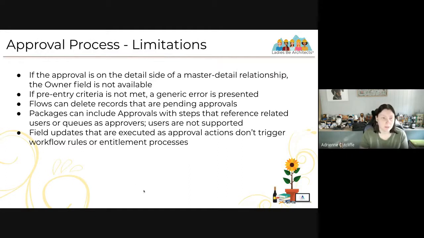And then last but not least, field updates that are executed as part of an approval process action don't actually trigger any of your workflow rules or assignment rules. So if I had an approval step that says, once my record is approved, I want to update the field to approved, I then can't use a workflow rule or a process automation to say when the field equals approved, then do something else, because we're not triggering any of those process automations.